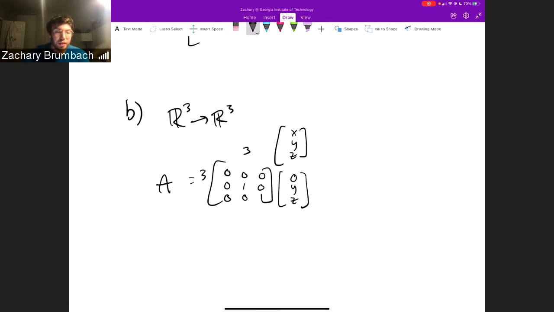Another way you could think about it is you're projecting. So you're creating an R2 and R3, so your range and your codomain are not the same, so it's not onto.